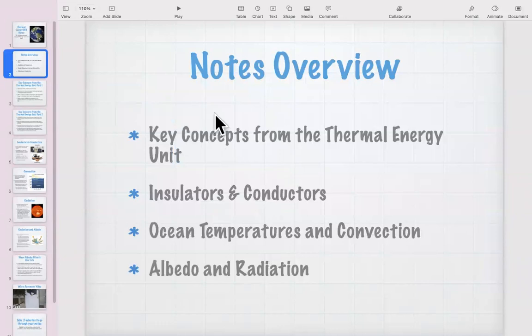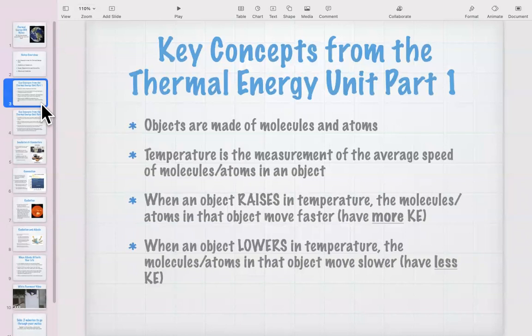Remember, this is the notes overview. We're going to go over the key concepts from the entire thermal energy unit. There's 8 of them, so we're going to make sure we go over them and understand them: insulators and conductors, ocean temperatures and convection, and albedo and radiation. We're going to take that idea of conduction, convection, and radiation and apply them to some scenarios that affect our everyday lives, because that's going to give us an understanding of our EQ, how thermal energy shapes pretty much the entire world around us. So let's get going with our key concepts.